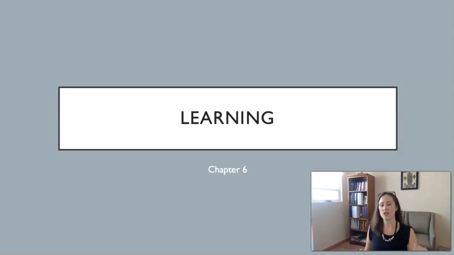Hi class, in this video we are starting chapter 6, which is the learning chapter. This tends to be, just a heads up, one of the more difficult chapters for students because of all of the components of classical conditioning, because of all the different types of operant conditioning. It can be just very confusing. So make sure you take good notes. Make sure you practice examples.